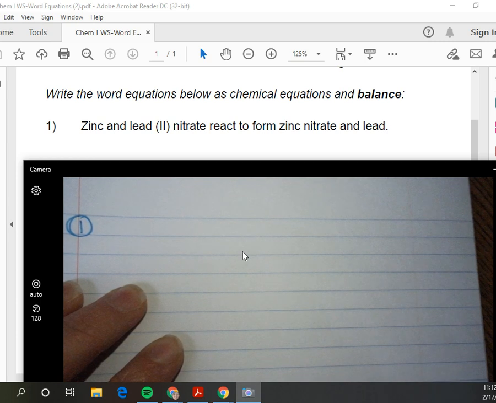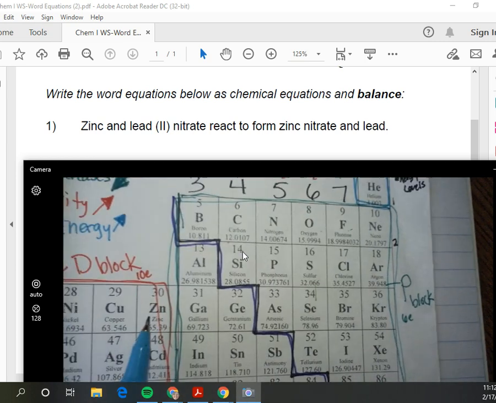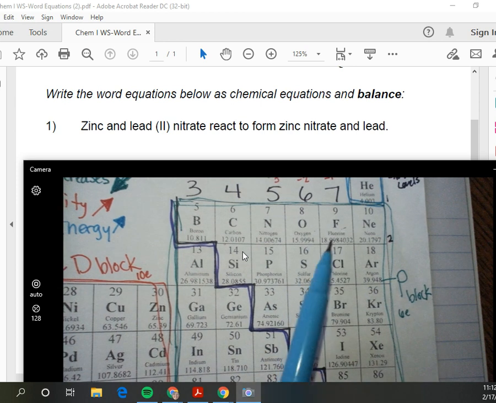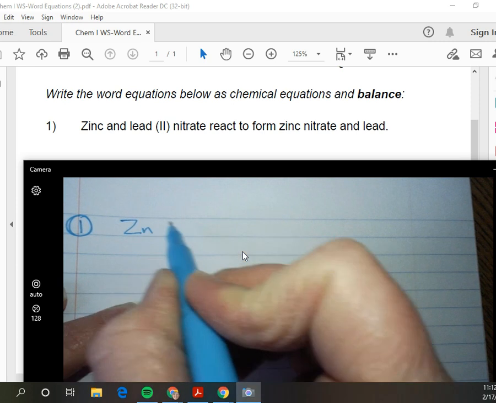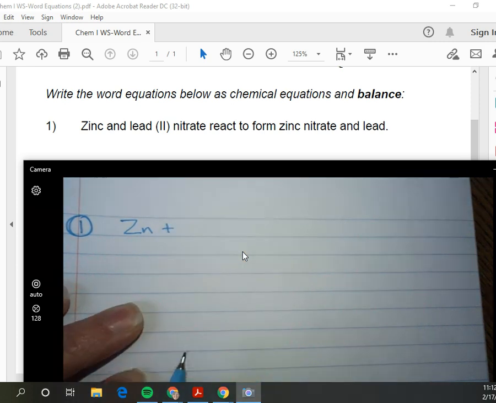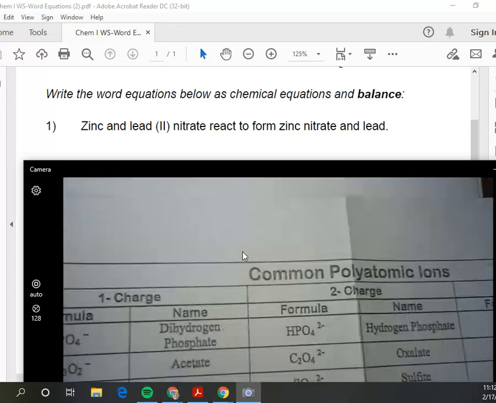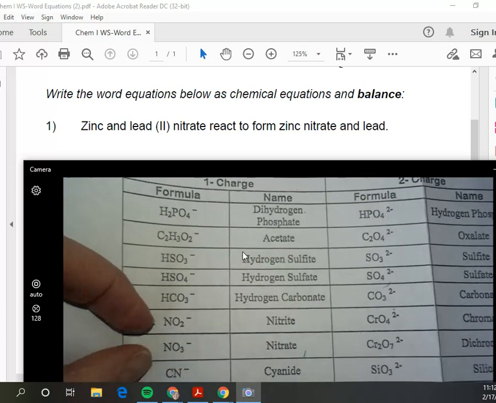Okay, well, what is zinc? I come to my periodic table, I find zinc is Zn. It is not in the diatomic 7 that makes that 7 shape there. So it's a metal. It can exist as its own. And then I have lead nitrate. Well, I know that nitrate is a polyatomic ion. We had this list. Nitrate was NO3 minus 1.